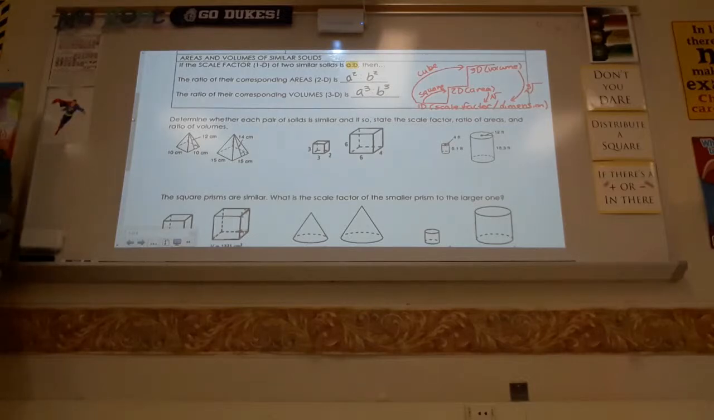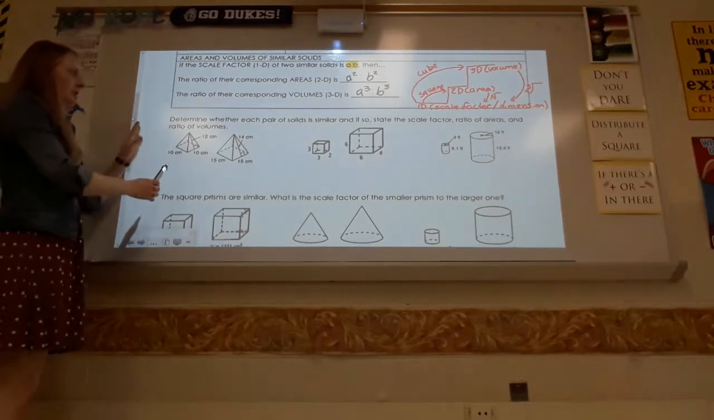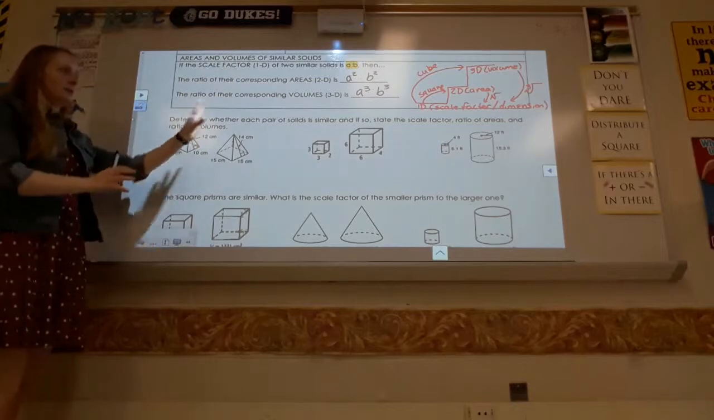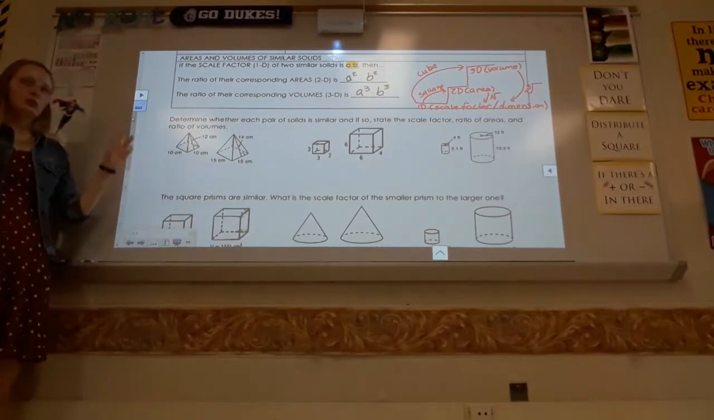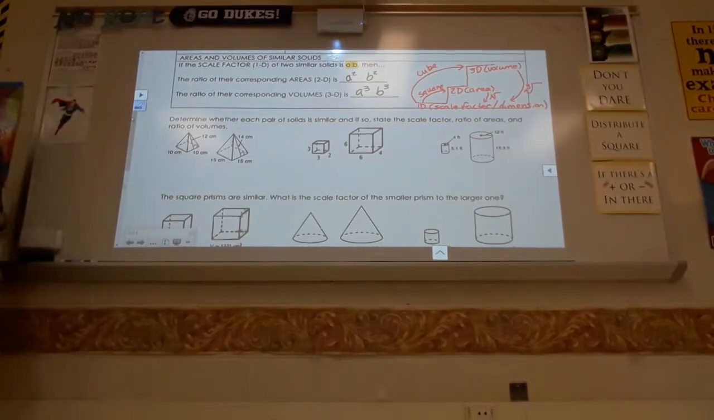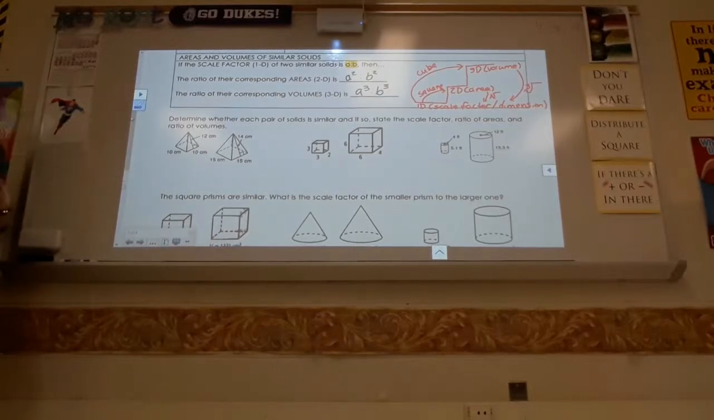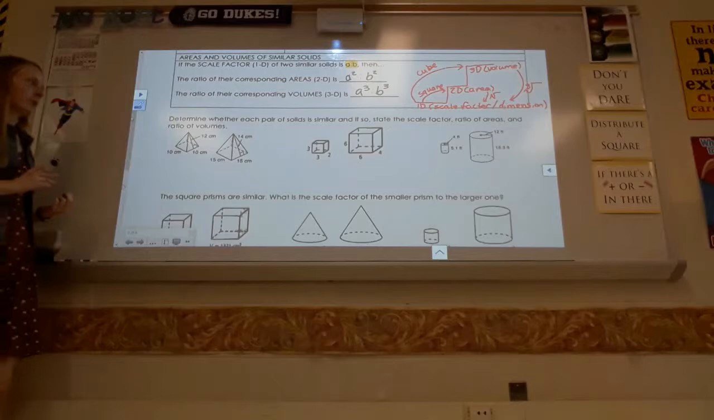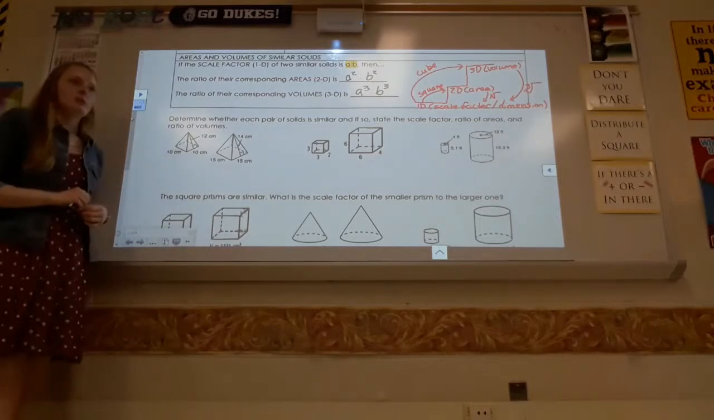Okay? So the first kind of introduction to how we can work with this idea, the staircase, is this one right here. So it's a two-part question. I want to know, are they similar? Are these solids similar? And if so, what would the scale factor, the ratio of areas, and ratio of volume be? So how would you determine if they are similar?